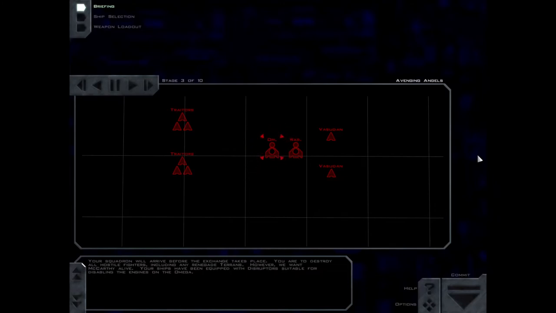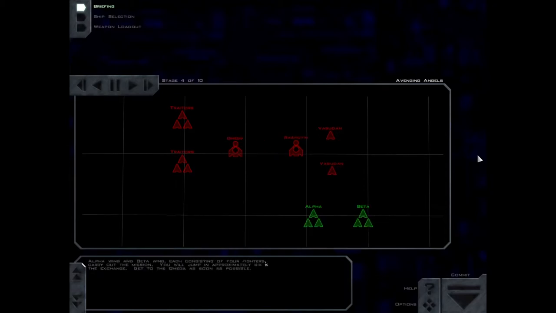Your squadron will arrive before the exchange takes place. You are to destroy all hostile fighters, including any renegade Terrans. However, we want McCarthy alive. Your ships have been equipped with disruptors, suitable for disabling the engines on the Omega. Alpha Wing and Beta Wing, each consisting of four fighters, will be sent in to carry out the mission. You will jump in approximately 6 kilometers away from the exchange. Get to the Omega as soon as possible.